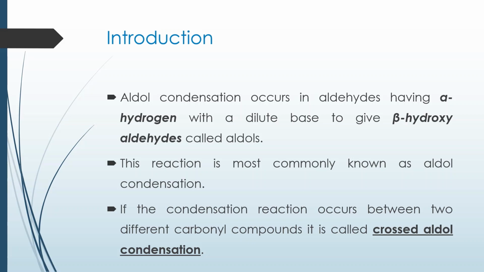Aldol condensation occurs in aldehyde having alpha hydrogen with the dilute base to give beta hydroxyaldehyde called as aldols. This reaction is most commonly known as aldol condensation. If the condensation reaction occurs between two different carbonyl compounds, it is called as cross-aldol condensation.